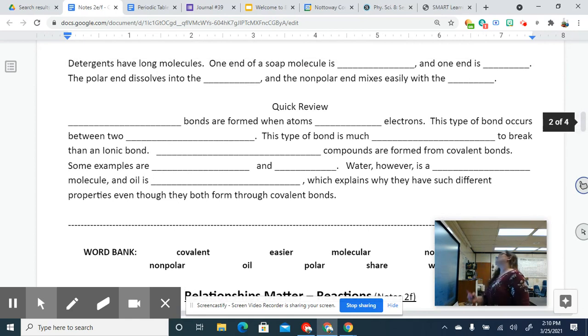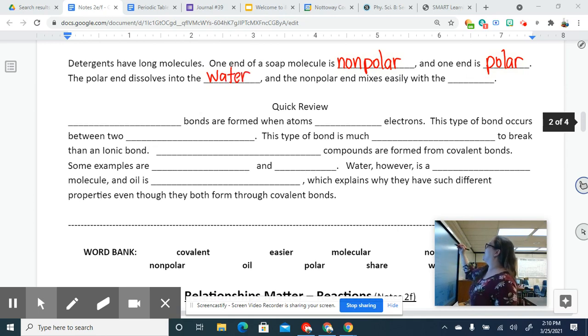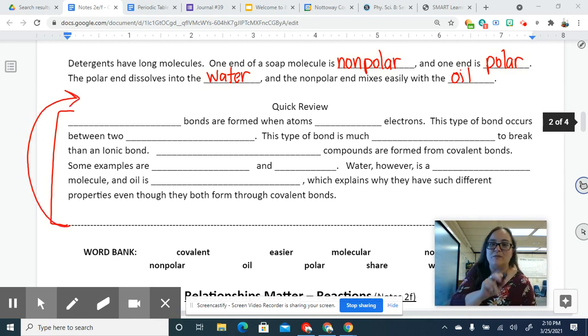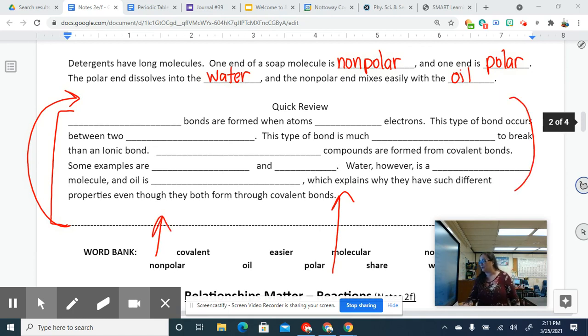Detergents have long molecules. One end is non-polar and one end is polar. The polar end dissolves into the water. The non-polar end mixes easily with the oil. All right, now I want you to take a few minutes. Actually, this dotted line should be up here, so it will be by the time y'all do this. I want y'all to pause and use the word bank down here to fill in the quick review, and then I will give you the answers in just a minute.